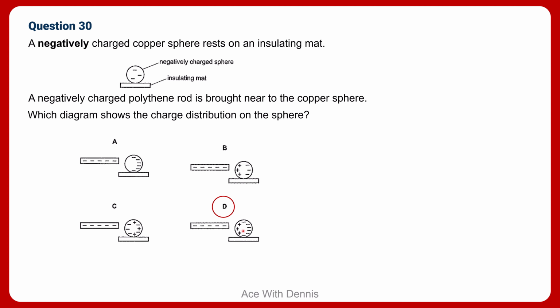As you can see, some negative charges are repelled by the rod and then they move to the right hand side of the sphere, so we have more negative charges there and are left with the positive charges at the left hand side. Hence the answer is D.